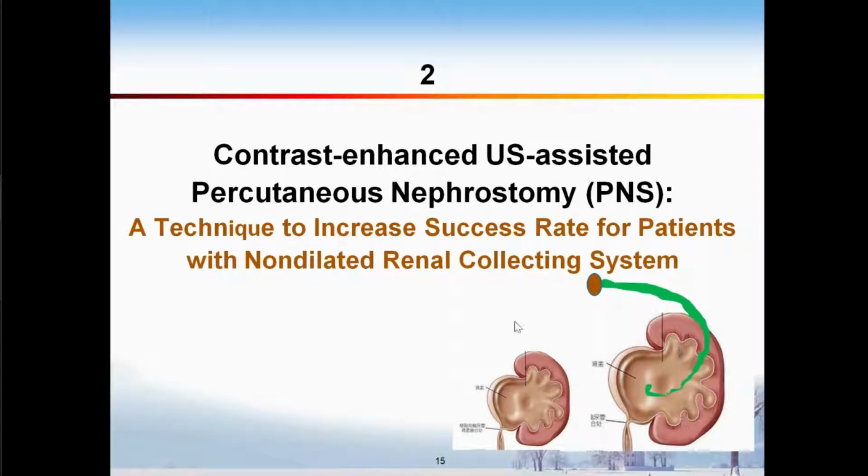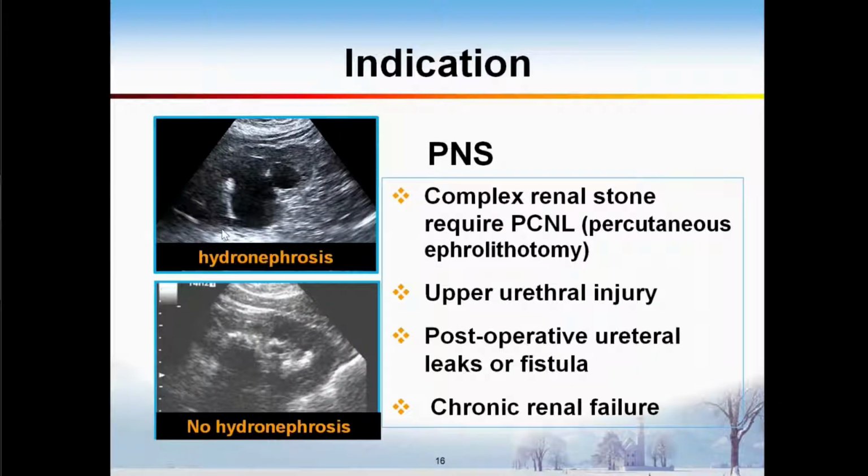As we know, if the patient has hydronephrosis, it's easy to implant the tube and make the drainage. But if the patient has no hydronephrosis, it's difficult to do that. But sometimes PNS is necessary, for example, for complete renal stone obstruction, upper urinary tract injury, post-operative urinary leakage or fistula, or chronic renal failure. So how to do it?